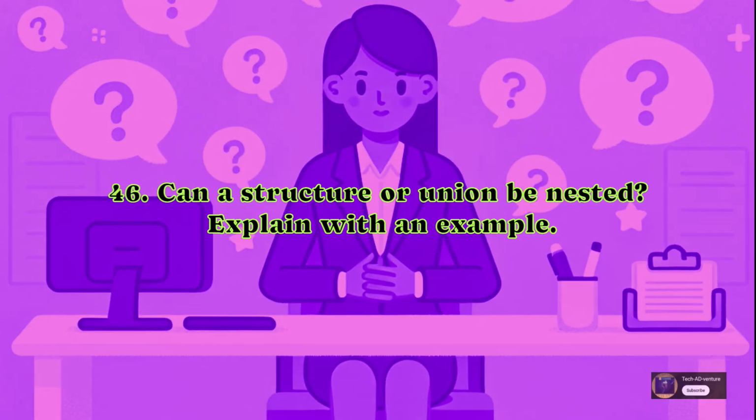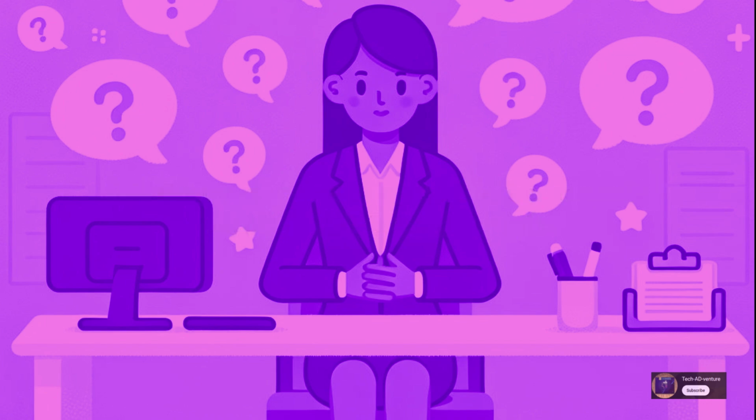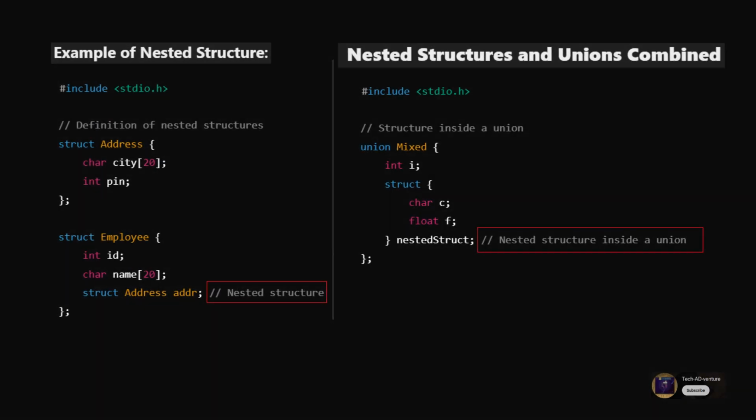46. Can a structure or union be nested? Explain with an example. Yes, structures and unions can be nested within other structures or unions in C programming. Nesting allows you to define one structure or union as a member of another structure or union. By combining structures and unions, you can design versatile and efficient data representations suited for various applications, such as embedded systems and hardware programming. See here different nested examples.